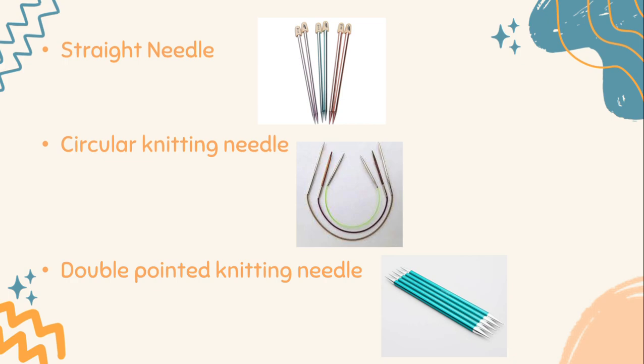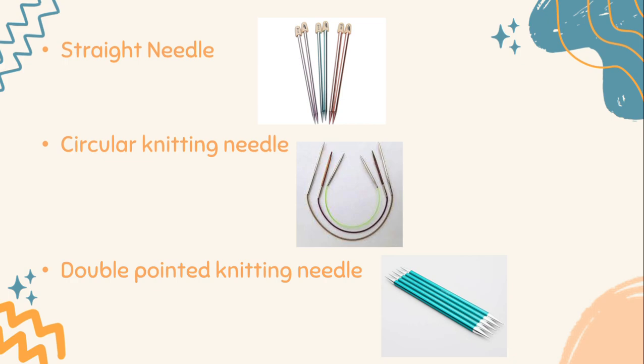Circular knitting needles are needles that are connected together with a cord. The cord is usually plastic but may be created out of other materials. The needles at each end of the cord are typically shorter than straight knitting needles.